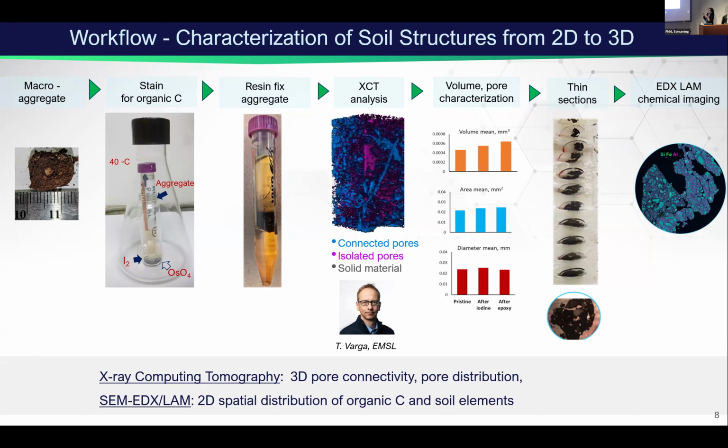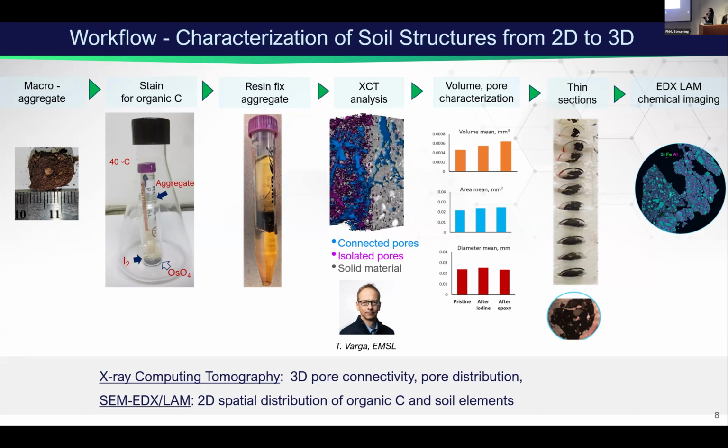And after we stain that, we want to fix this aggregate, and we fix the aggregate in the resin. And the reason that we stain that earlier on is that we want to separate the organic carbon that is in the aggregate versus the organic carbon that might be in the resin. After we do that part, then Tamas does the XCT analysis. He is able to determine the connected pores in the aggregate, the isolated pores in the aggregate, and the solid material that is there in the gray scale. And connected pores are in the blue, if you can see there.